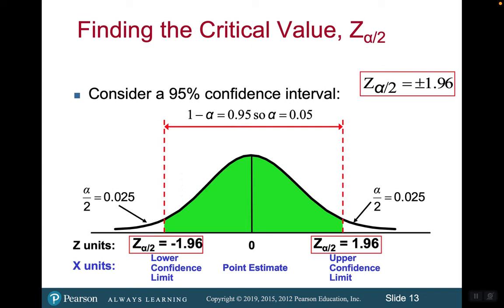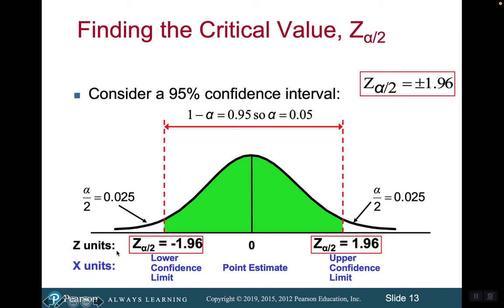All right, so as we see here, here's an example pictorially. We're looking for a 95% confidence interval. So the significance level is 1 minus 0.95, which is 0.05. All right, we divide that by 2.